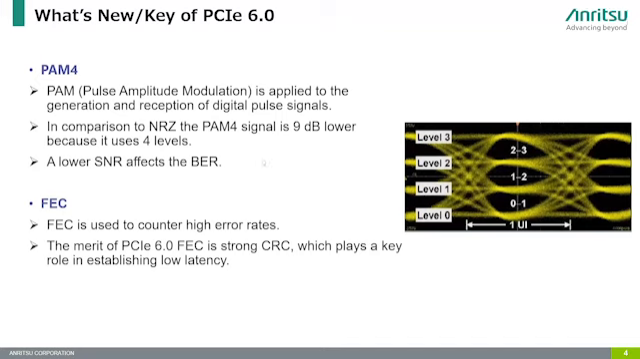However, the disadvantage of PAM4 is that you automatically lose 9 dB of SNR. That low SNR affects the BER. So to compensate for the BER, forward error correction is now used. However, PCIe uses a light forward error correction. Compared to the IEEE Reed-Solomon type, it's very lightweight, with a very strong CRC. So that achieves very low latency.